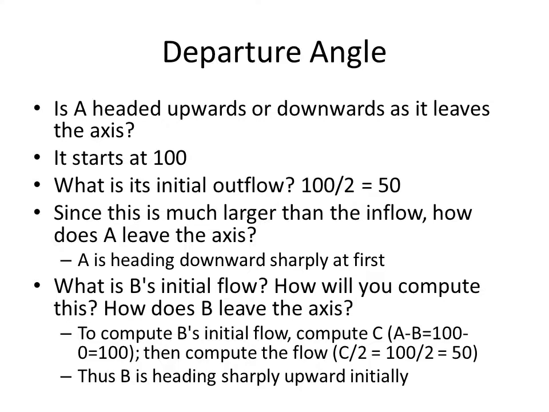And what about B? How would you compute this? How does it leave the axis? To compute B's initial flow, first we compute C, which is A minus B, which is 100. Then we compute the flow, which is C over 2, which is 50. So B starts upwards, just as A crashes down. B is going to be zooming upwards because of that huge difference.